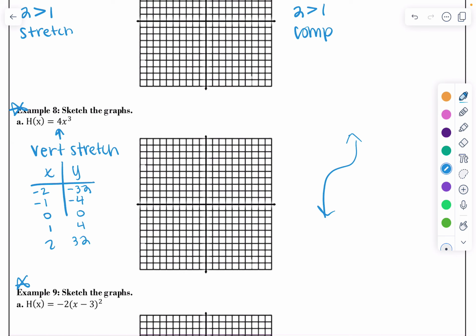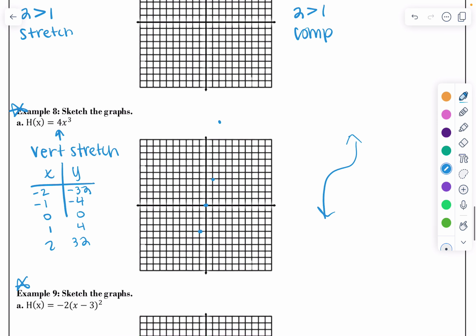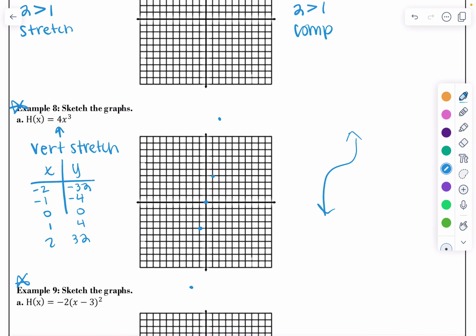And let's graph. So 0, 0, we have 1, 4, -1, 4. And then we have 2, 32. And that's obviously going to be off my graph, but that's okay. We can put it off the graph, no big deal. And then we go down that way. And we graphed it. Easy peasy.